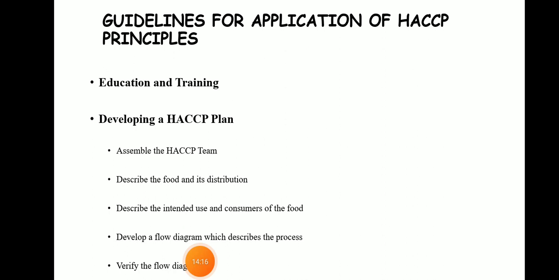So now the general guidelines for application of HACCP principles are given in two important areas. First is educating and training, as well as developing a HACCP plan. When we talk about educating and training, the success of a HACCP system highly depends on the education and training of the management and employees about the importance of their role in producing safe food. So education and providing training is highly important. Then we need to develop a HACCP plan. Under the HACCP plan, there are various steps that we will be seeing in the coming slides.